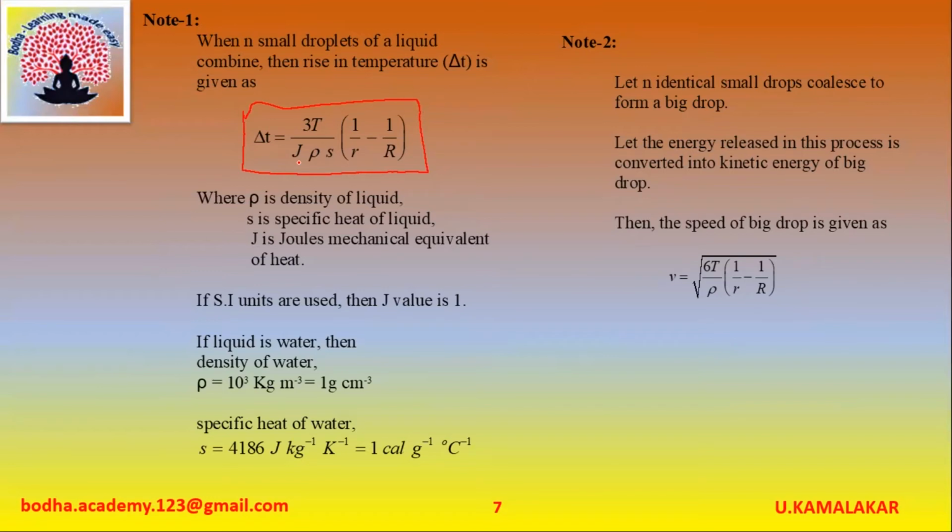If the liquid is water, then the density of water rho equals 1000 kg per cubic meter. That's also equal to 1 gram per cubic centimeter. Specific heat of water S equals 4186 joule per kg per Kelvin. That's also equal to 1 calorie per gram per degree centigrade. This value can be approximated to 4200 joule per kg per Kelvin.